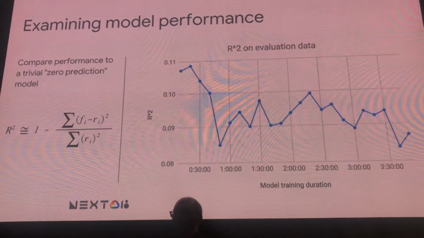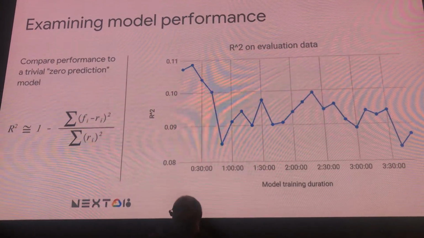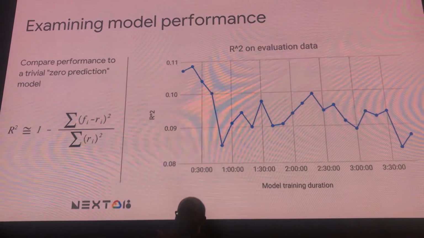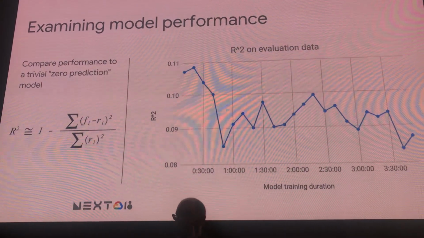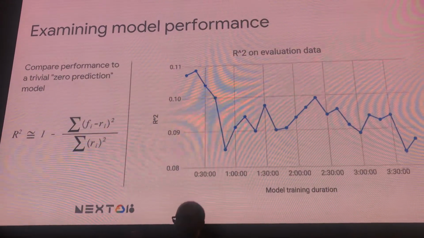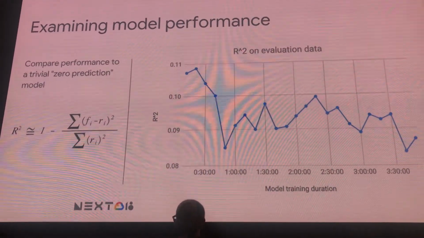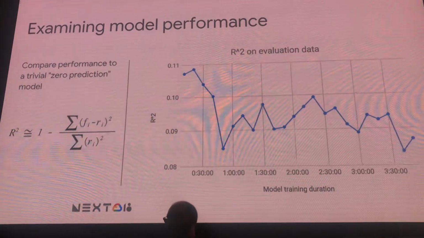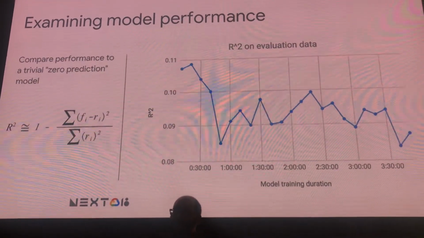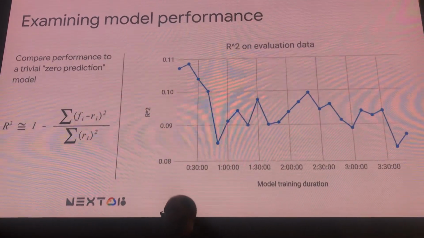Let's take a look at the R-squared. As I mentioned before, R-squared gives you an idea of how well the model performs on evaluation data compared to a trivial model that always predicts zero returns. And as I said, if the value is 0, it means the model is worthless. If it's 1, it means the model is perfect. And usually we expect the value to be closer to 0 than to 1, but to be positive. And as it happens, that's the case here.